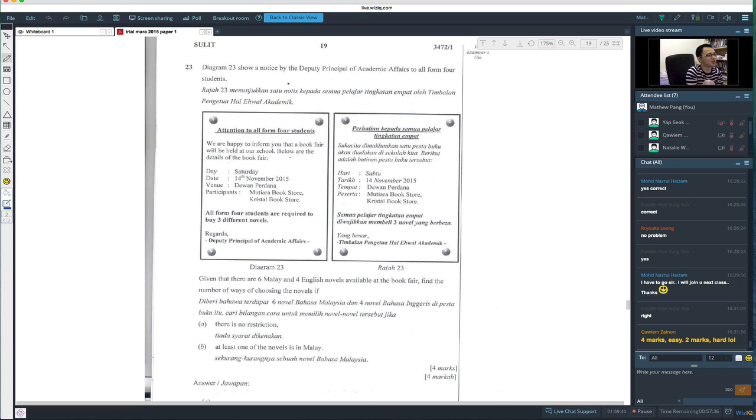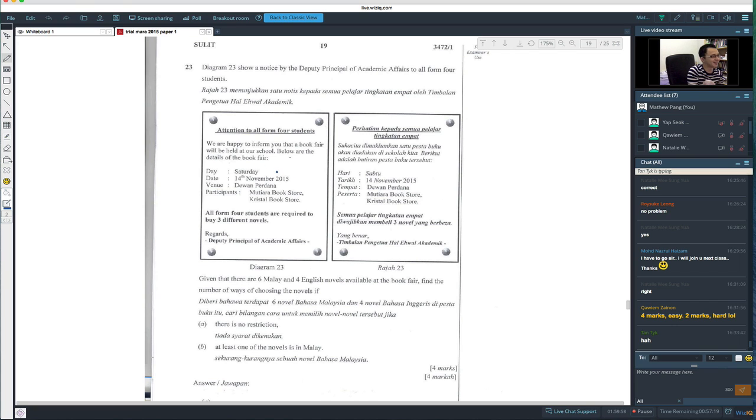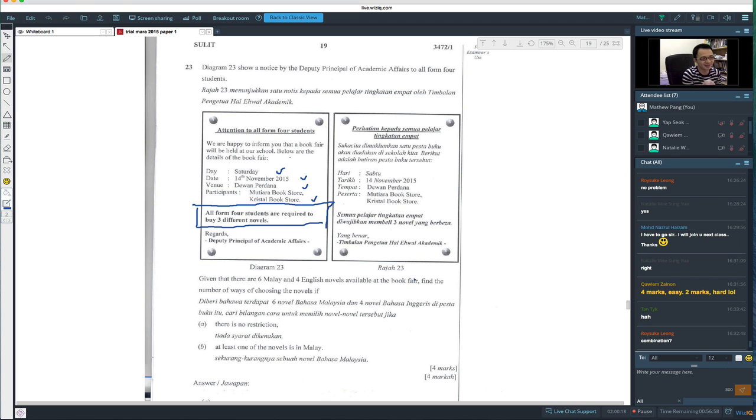Diagram 23 shows a notice by the deputy principal of the academic affairs to all Form 4 students. Attention to all Form 4 students, we are happy to inform you that a book fair will be held at our school. Below are the details of the book fair. The book fair is on a Saturday, November 14, 2015. The participants will be Mutiara Bookstore and Crystal Bookstore. All Form 4 students are required to buy 3 different novels. This is the only important thing over here. So you only need to focus on those.